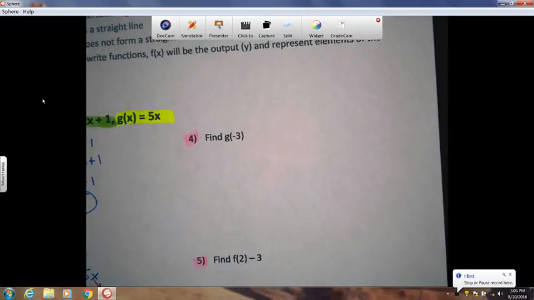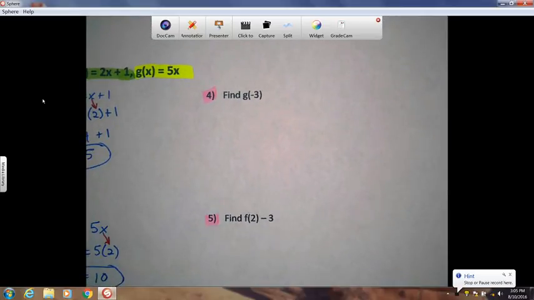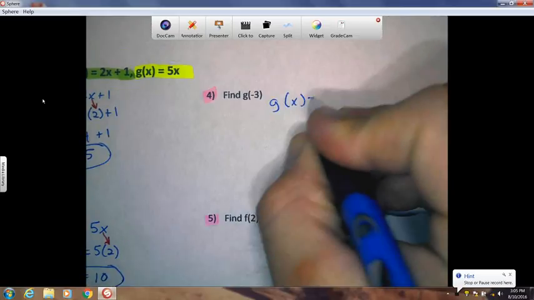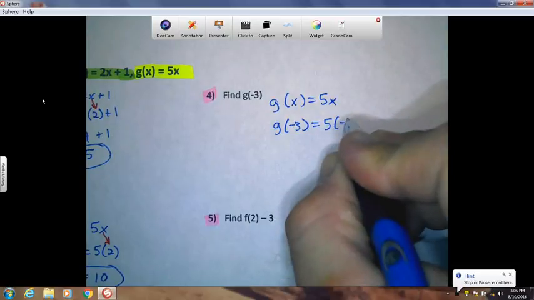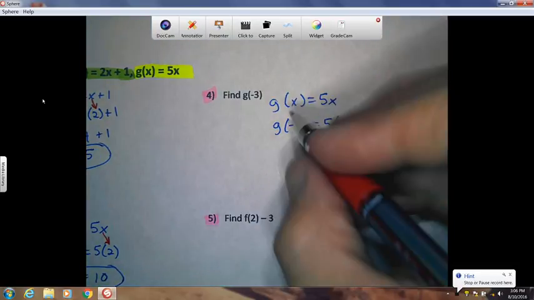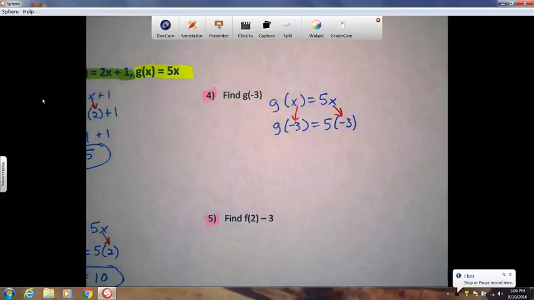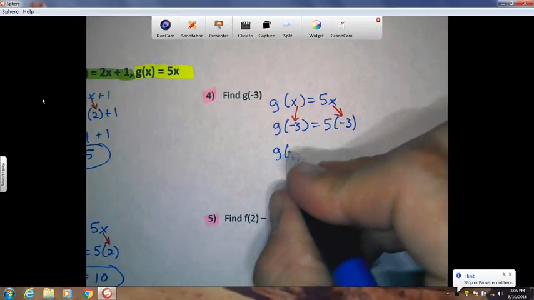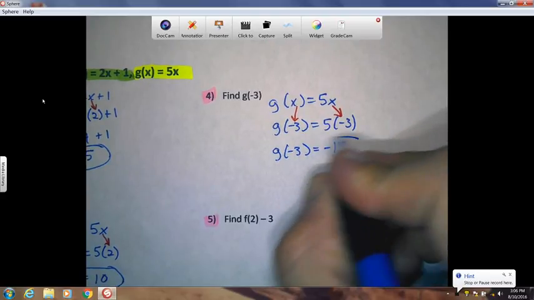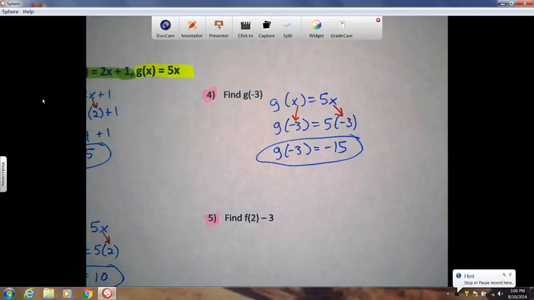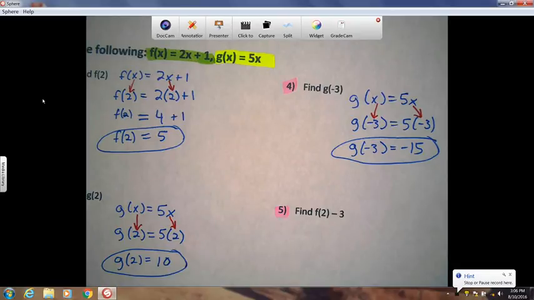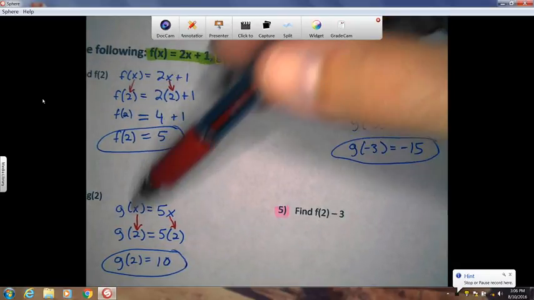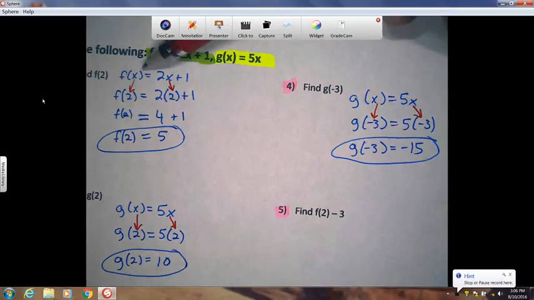Number 4, g of negative 3. Well, g of x is equal to 5 times x. g of negative 3 is equal to 5 times negative 3. Notice I replaced all the x's with negative 3's. So g of negative 3 is negative 15. What I want you to see is that I'm not solving for f of x, I'm not solving for f, and I'm not solving for g. The left side is not changing at all after I substitute my input into the function for x.